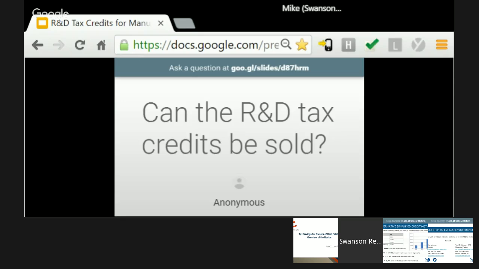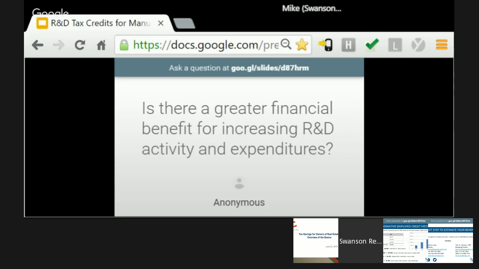And this is a follow-up question, also a great question, follow-up to what Mike was sharing with us on the financial aspect. Is there a greater financial benefit for increasing R&D activity and expenditures? Yes. After filing 3 consecutive R&D tax credit claims, your business will establish a 3-year baseline, which affords the opportunity to increase that 6% federal tax credit Mike mentioned to 14% on all qualified expenses in that 4th year that are above that 3-year baseline you have established.